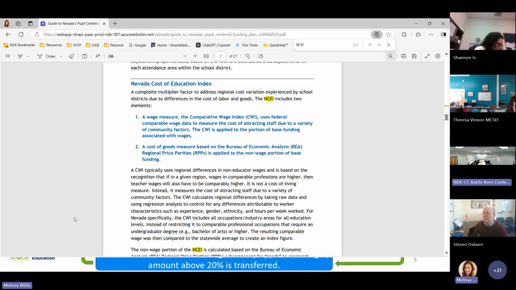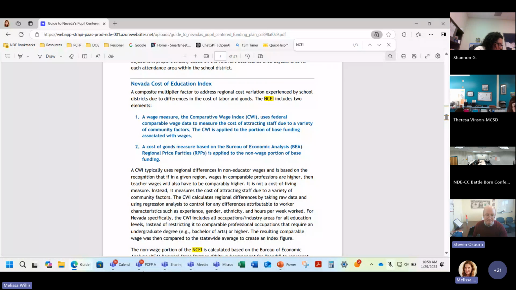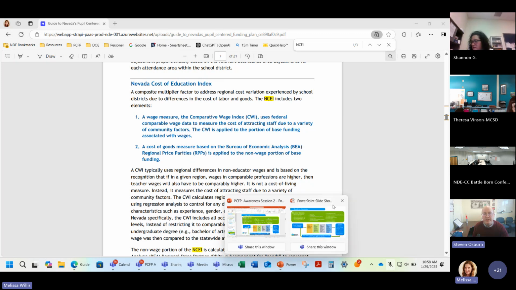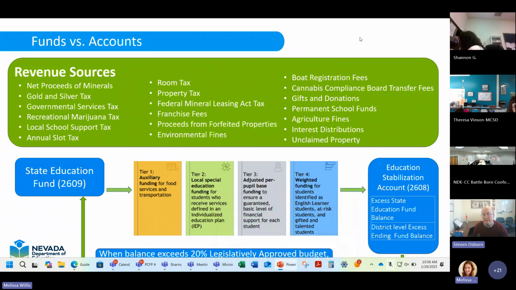Other questions? I have another one. Okay, so back to the grad score. How often does Infinite Campus reflect the most updated grad score for the LEA?